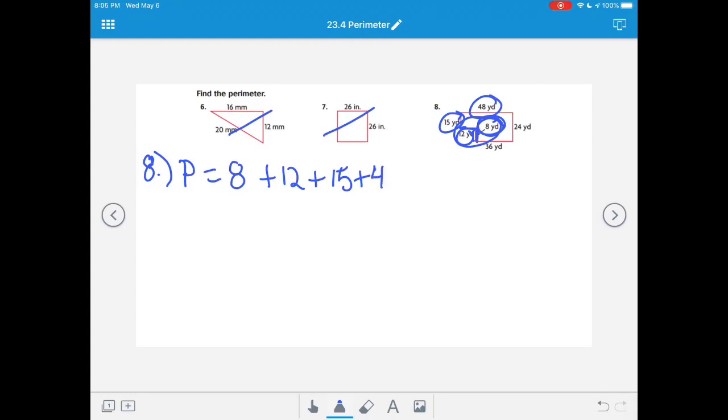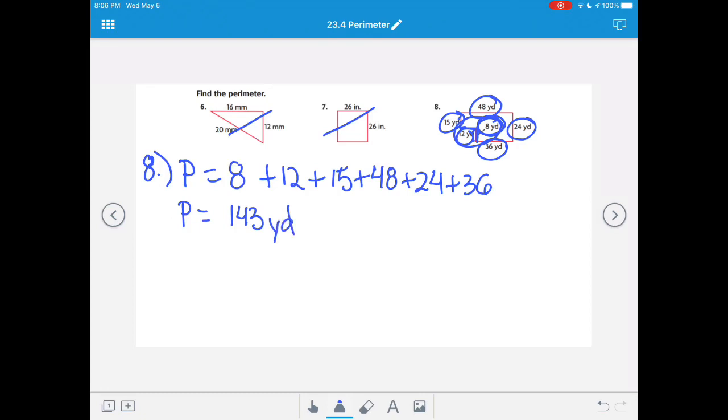Now I'm adding 15 yards plus 48 yards plus 24 yards and finally plus 36 yards. So now I'm going to use my calculator and add those all together. 8 plus 12 plus 15 plus 48 plus 24 plus 36. And I get a total of P equals 143, and my label is yards.